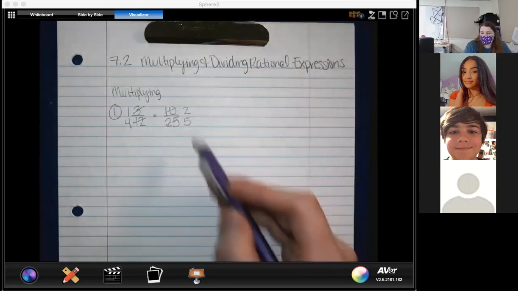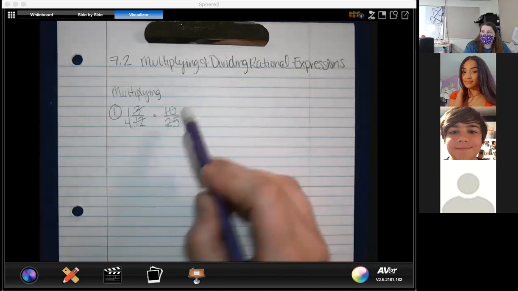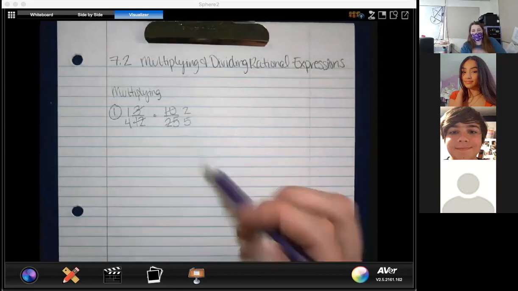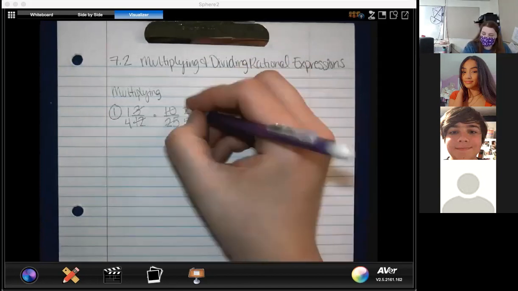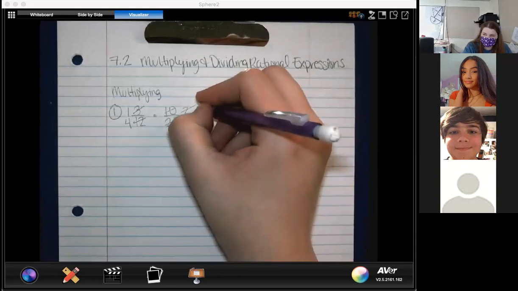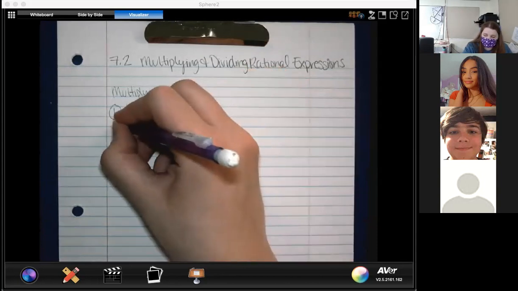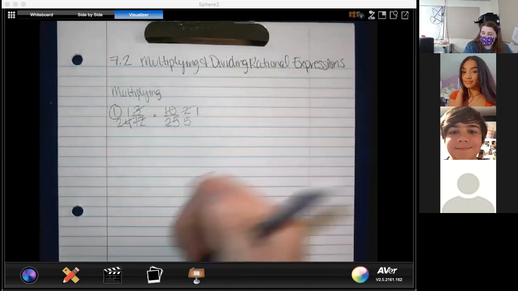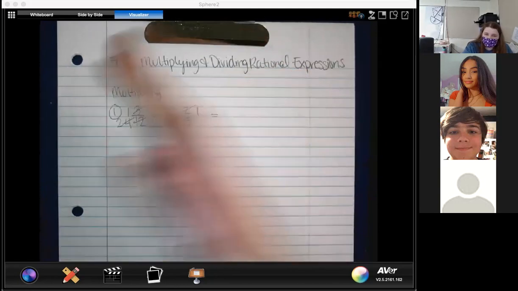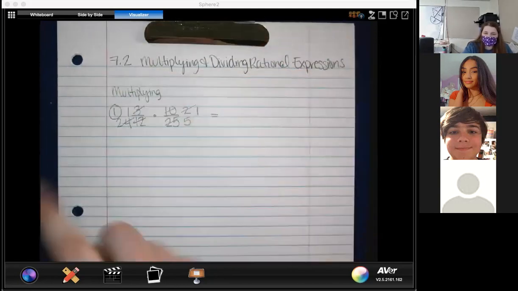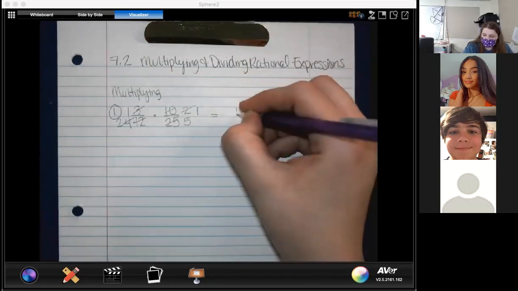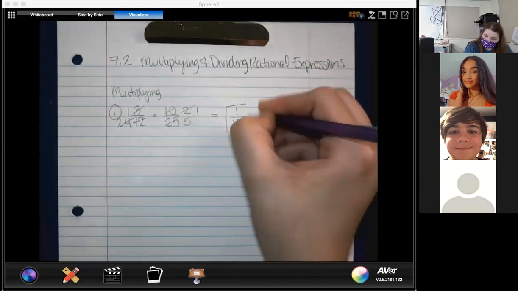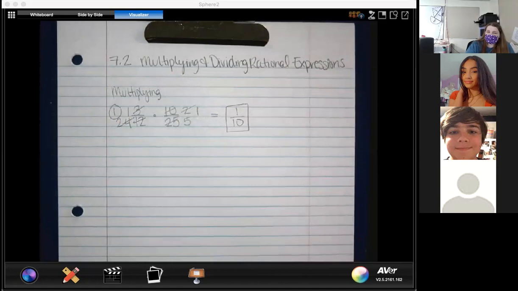The 2 and 4. You can simplify diagonally, right? As long as one's in the top and one's in the bottom, you can simplify. So 2 and 4, what's common between them? 2. So 2 divided by 2 is 1, and 4 divided by 2 is 2. Now everything is as simplified as it possibly can be, and we'll go ahead and multiply. When you multiply across, meaning top to top, bottom to bottom, 1 times 1 is 1, and 2 times 5 is 10.